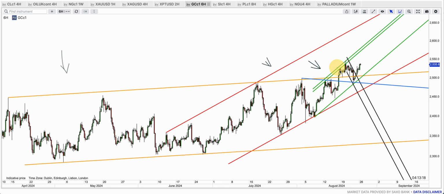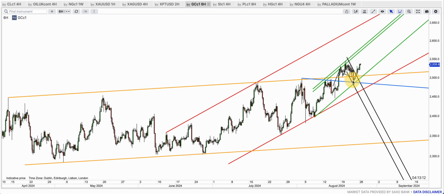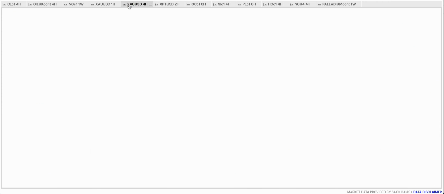But more than that, this golden sideways channel, right, that was broken last week to the upside. The back test came down a little bit into it. Then it touched that blue resistance that was broken. So it held as support, which is why, and also it broke out of the black bull flag, it's now targeting ultimately 2,600 and possibly much higher.